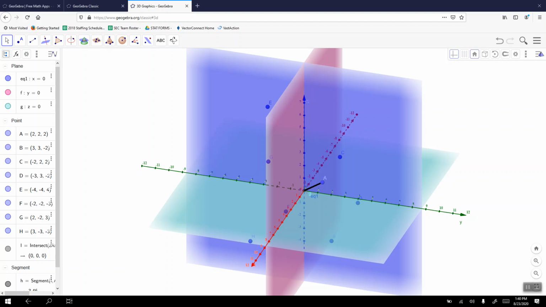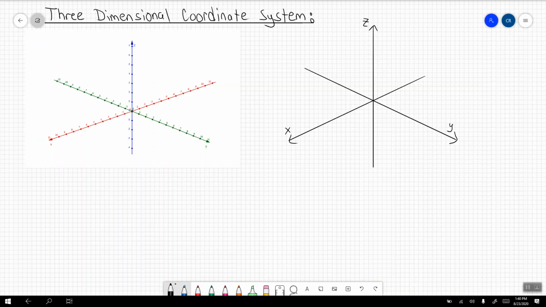So let's go ahead and take a look at that back over on our whiteboard. All right, here we are. So what I'm going to do here is I'm going to write in the distance formula.